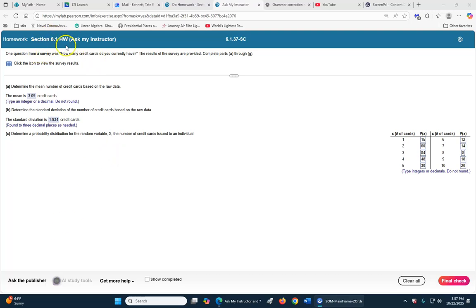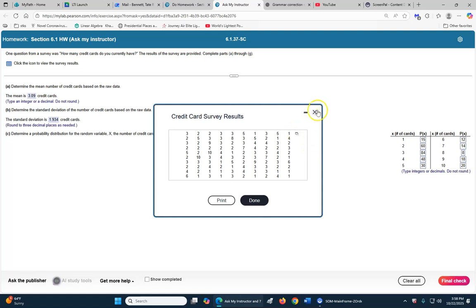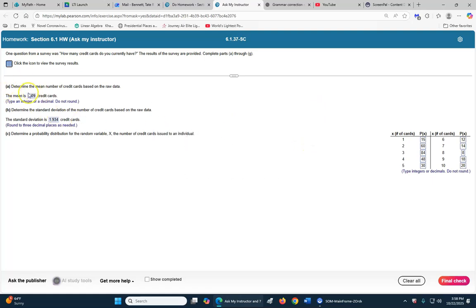Oh, I saw your question from 6.1. I guess it's number 15 in the homework, or 37 out of the book. So you got a bunch of credit card data, one question from how many credit cards do you currently have? And looks like here's the data. And it looks like you did calculate the mean and the standard deviation, okay. But I guess you're having problems here.